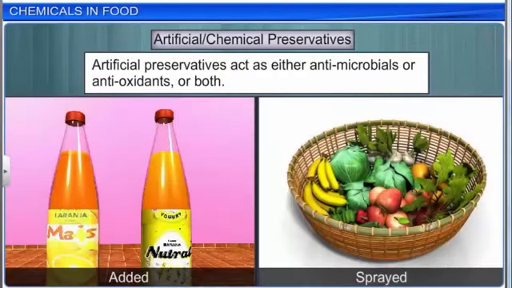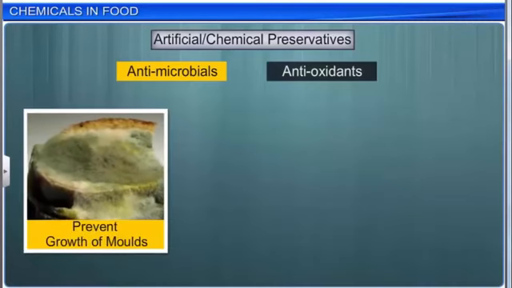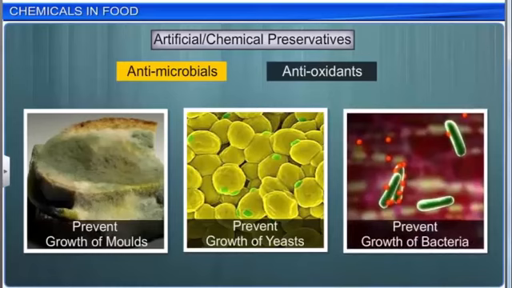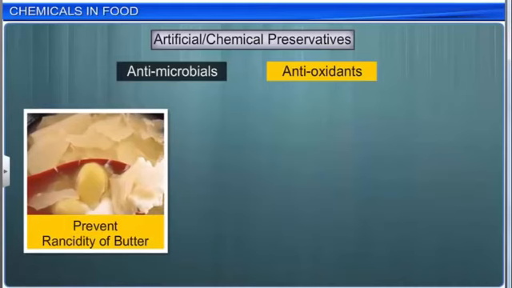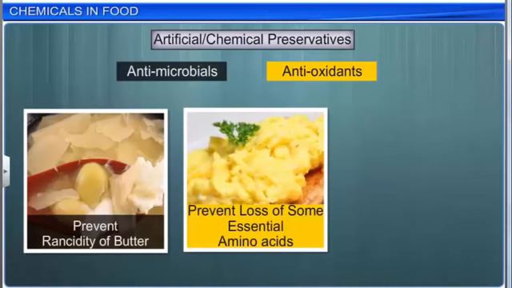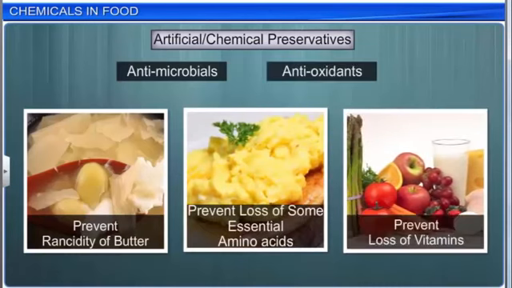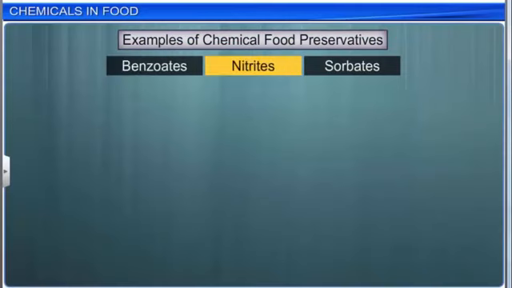Artificial preservatives act as either antimicrobials or antioxidants, or both. Antimicrobials in preservatives prevent the growth of molds, yeasts, and bacteria, while antioxidants keep food from becoming rancid. Antioxidants also prevent the loss of some essential amino acids and vitamins. Some examples of chemical food preservatives are benzoates, nitrites, and sorbates.